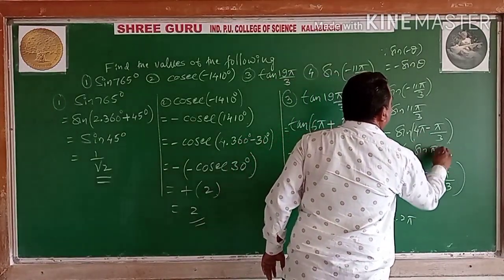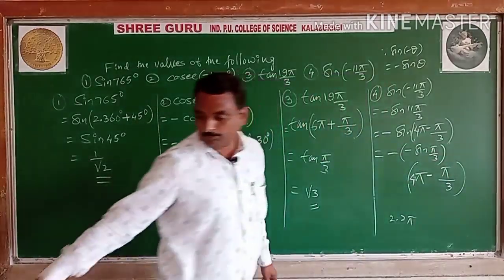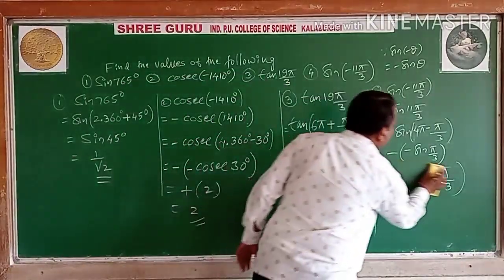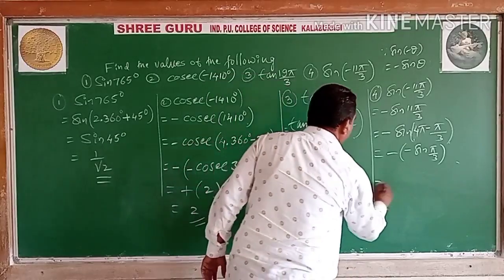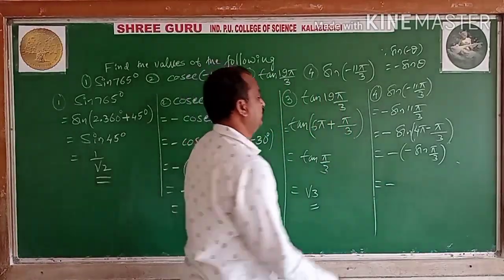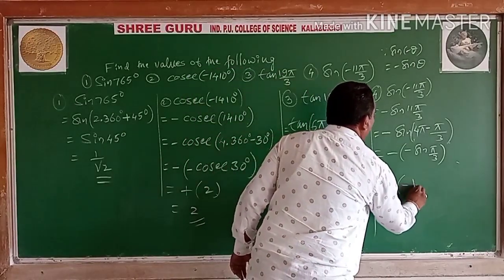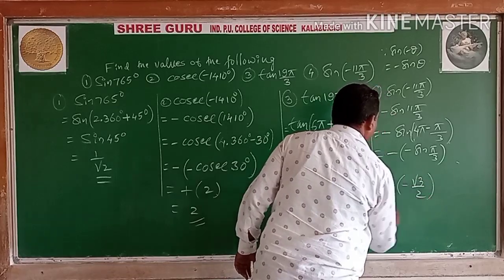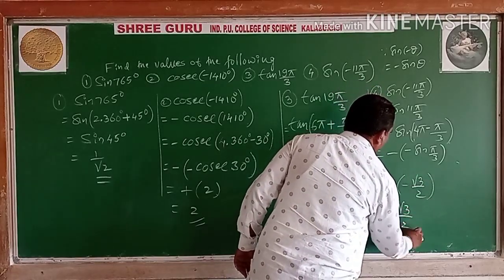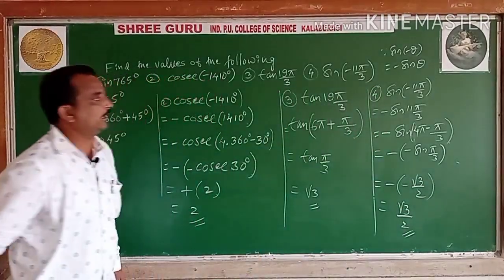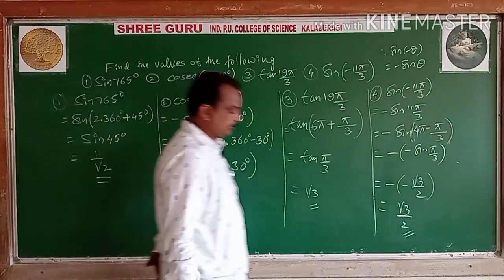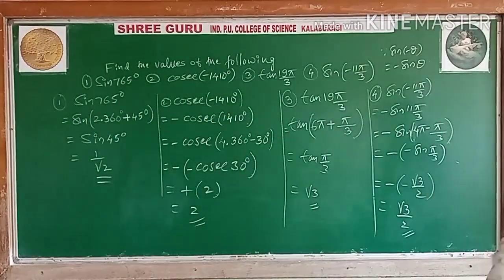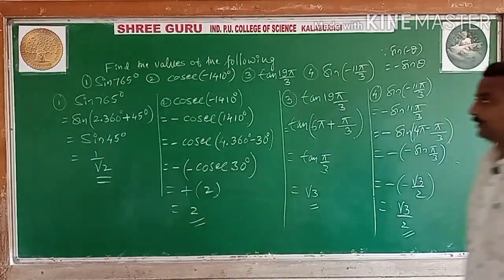So sine of pi by 3 it becomes. Simplify the answer here. This is equal to minus as it is. What is sine pi by 3? Root 3 by 2. This minus of minus is plus, it is plus of root 3 by 2. Like that you have to calculate the values here, students, using allied angles. So this is about the sine of minus 11 pi by 3.